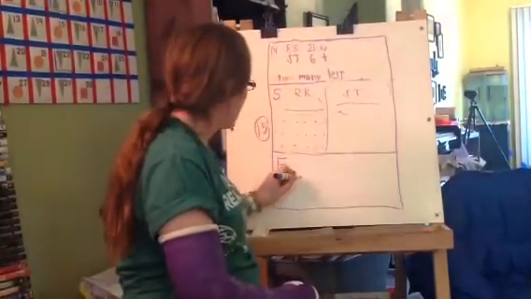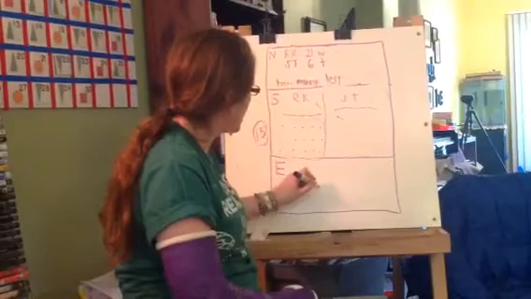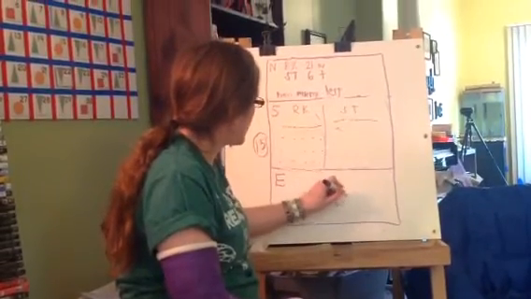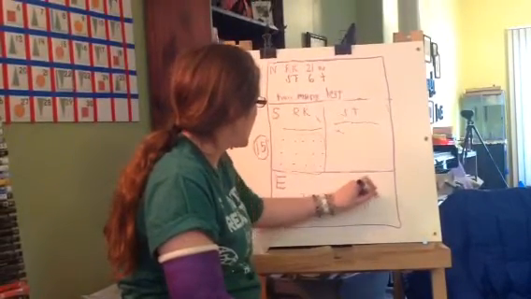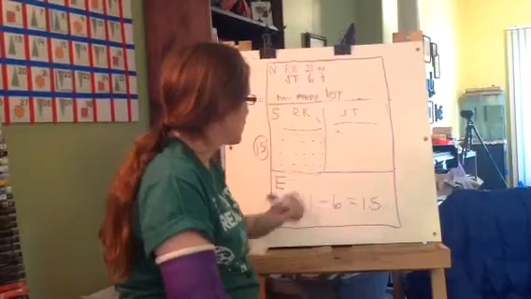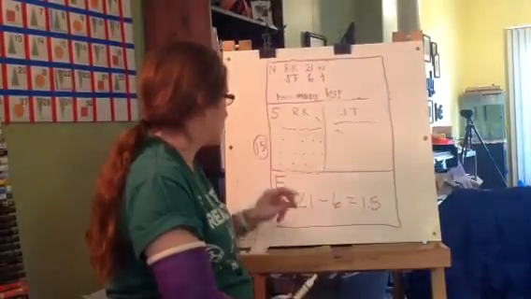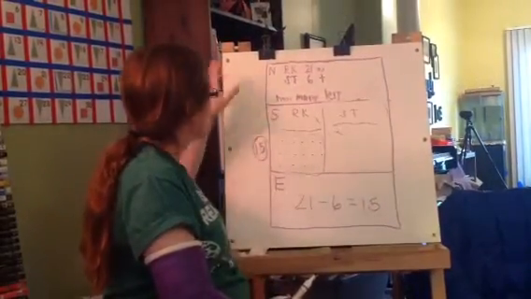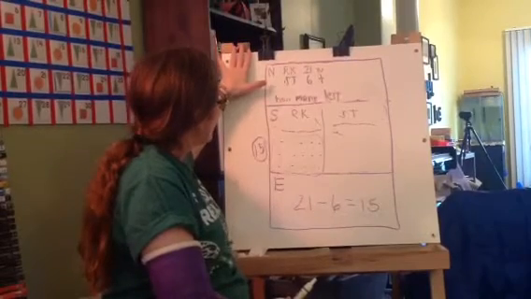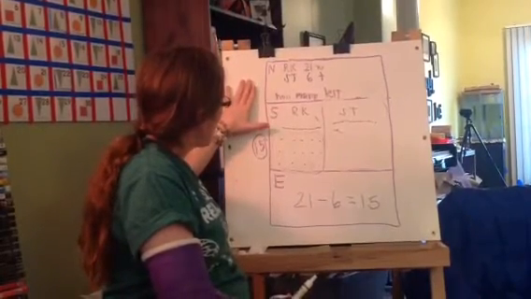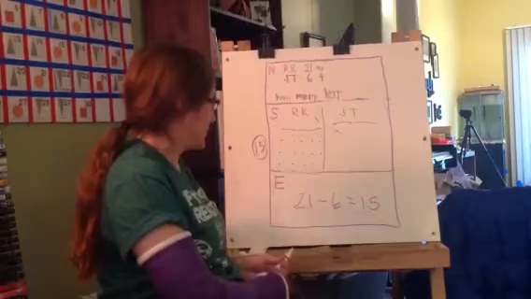So if we take Rice Krispie's 21 worms, and we subtract the 6 treats that Tibbs had, it'll tell us how many less treats Tibbs had than Rice Krispie. She had 15 less. If you got this box right, you can have a point.